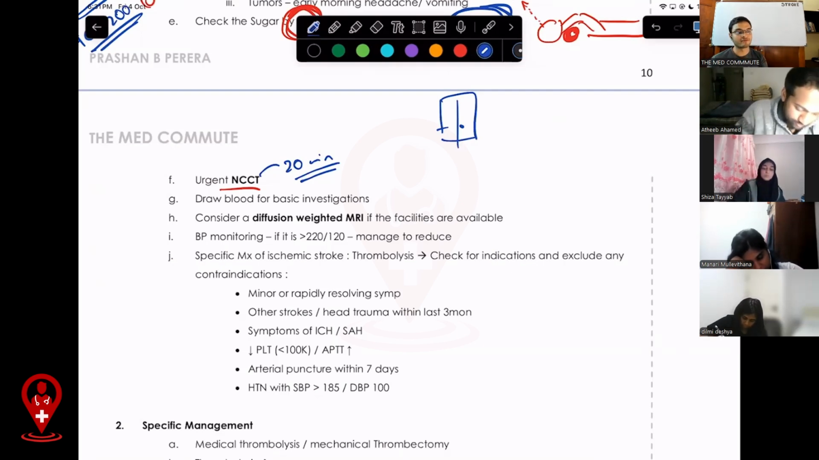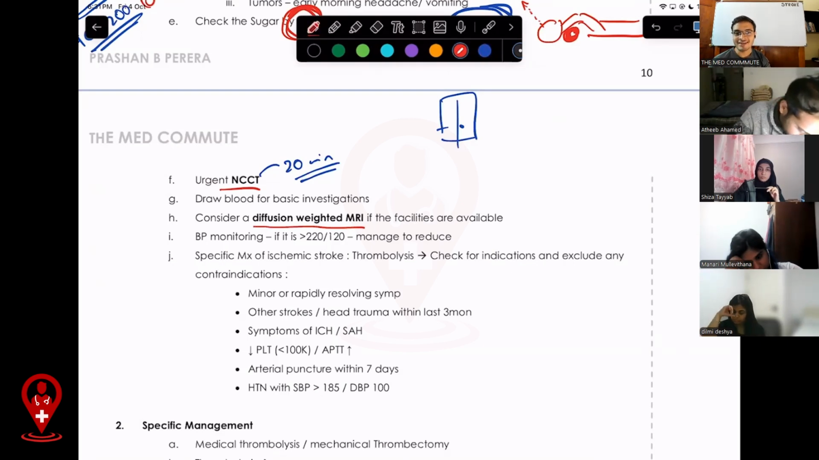Then, yes, you must send blood for basic investigation. We want to look at the full blood counts, the WBC and RBC counts. If you are suspecting polycythemia, we can check for that. Any infection like infective endocarditis, we can check for that. So you send the blood for basic investigation. And if facilities are available within the first 1 to 2 hours, you can do a diffusion weighted MRI.